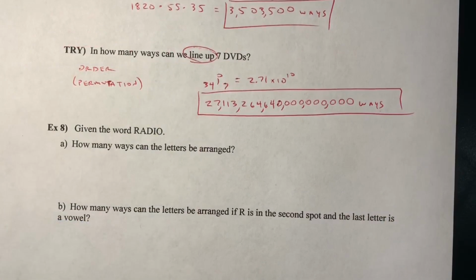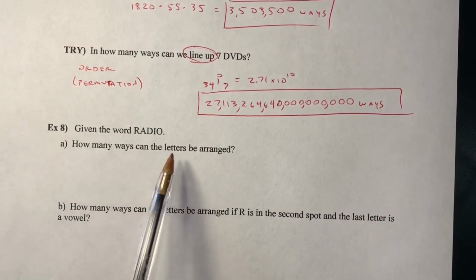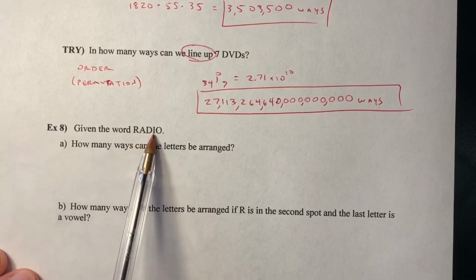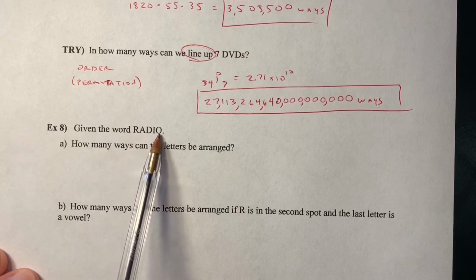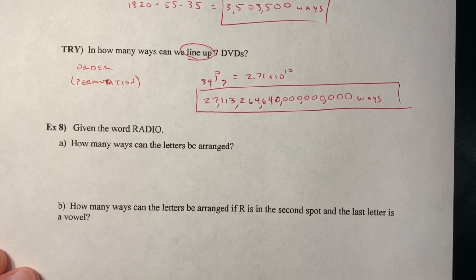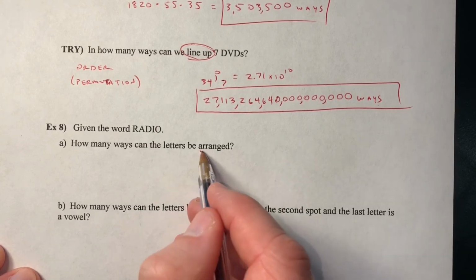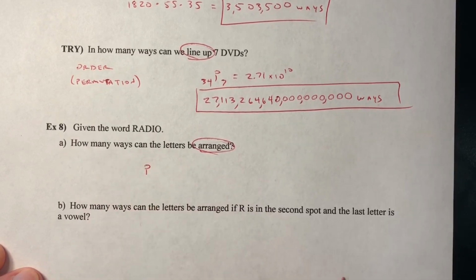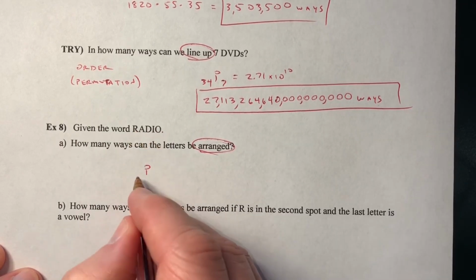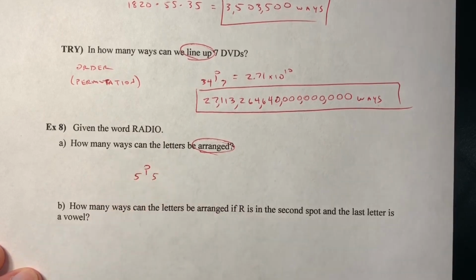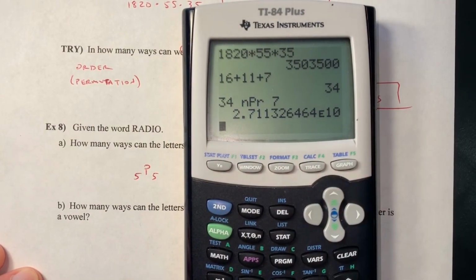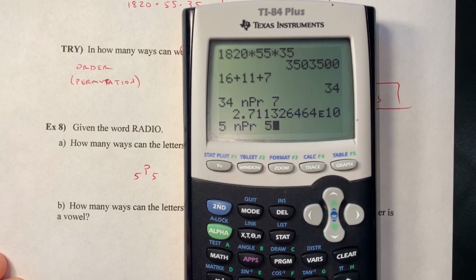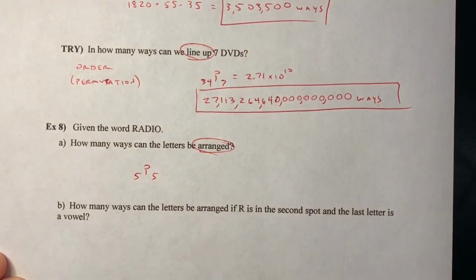Given the word radio, in how many ways can these letters be arranged? So if I was to mix them up, how many different ways could I do it? Here's one way. They can be aligned in that order, but we can rearrange them in any order we want. How many different orders? Okay, arranged is a permutation. So order matters. We're going to do P. There are 5 letters, and we're going to use all 5 of them. So 5P5. 120 different ways.